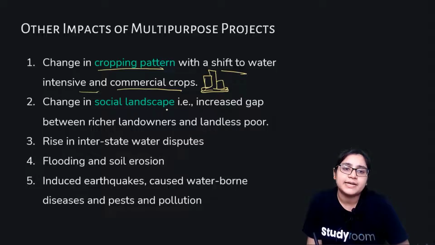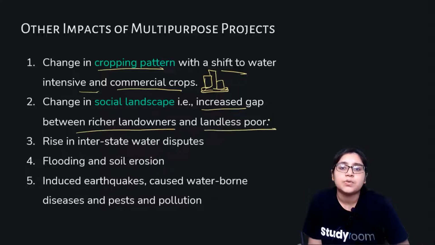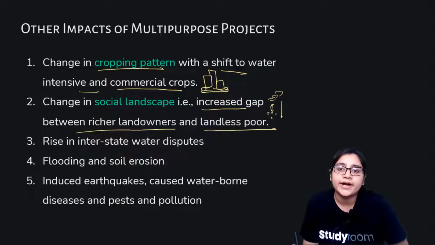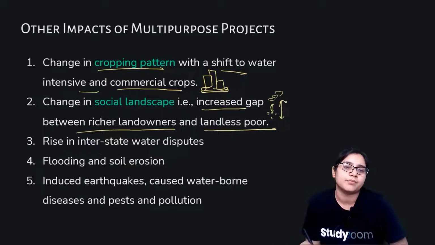Change in social landscape. There is an increased gap between richer landowners and the landless poor. What happens when water comes and you have to pay the price for water for your agricultural field? Only rich people can do that. So rich farmers or rich landowners get richer, more money, right? And the poor get even poorer. So there seems to be a wide disparity between rich and poor.